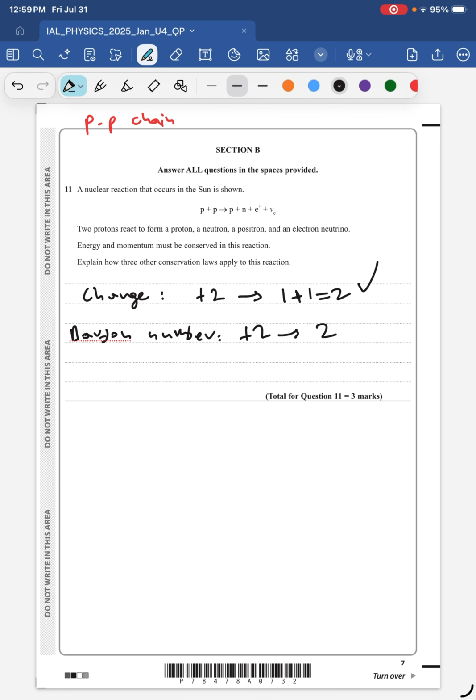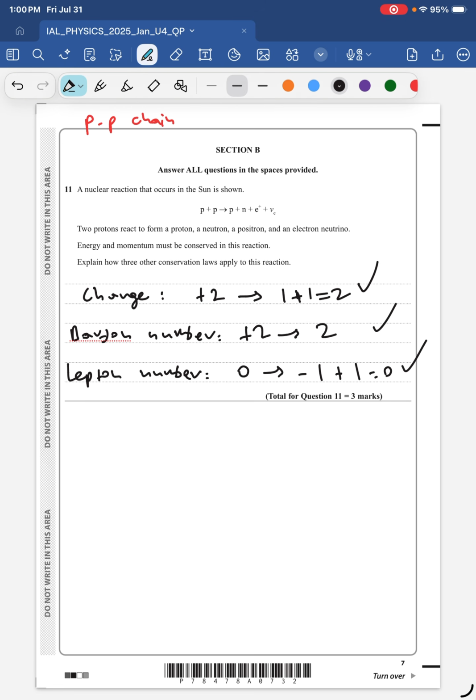And then the last number is the lepton number, and you need to be careful with this one. So 0 lepton number before, because protons are baryons, they don't have a lepton number. And after, we have a positron that has a negative lepton number and an electron neutrino that has a positive lepton number. So that's 0 again. So that's conserved as well. So these 3 laws must be conserved.